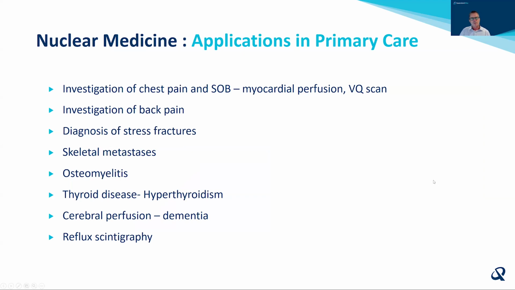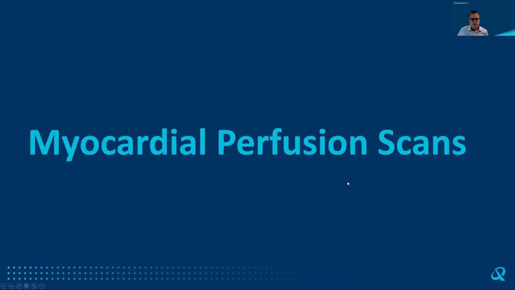Now we'll move on to some clinical applications in primary care. As I mentioned, these are a few things I'm going to talk about. We're going to talk about the investigation of chest pain and shortness of breath, specifically myocardial perfusion scans and then VQ scans. We'll talk about the investigation of back pain, a little bit about diagnosis of stress fractures, skeletal metastases, osteomyelitis, thyroid disease, in particular hypothyroidism, cerebral perfusion studies with reference to dementia, and then reflux scintigraphy. So, myocardial perfusion scans.